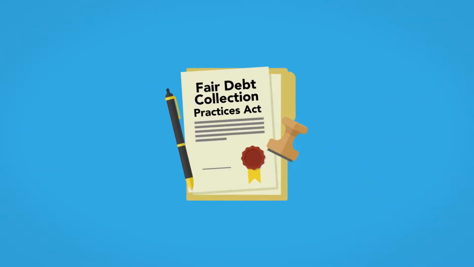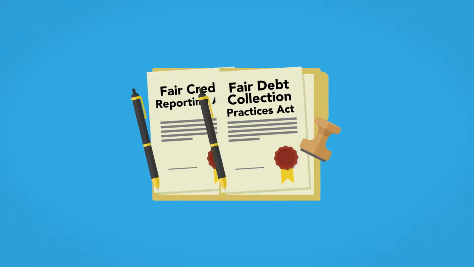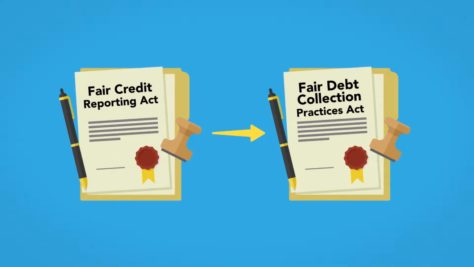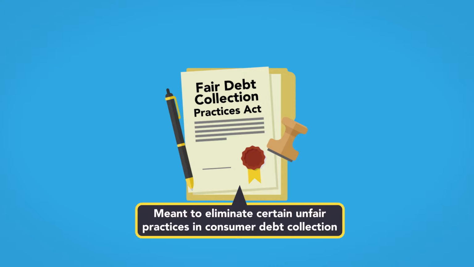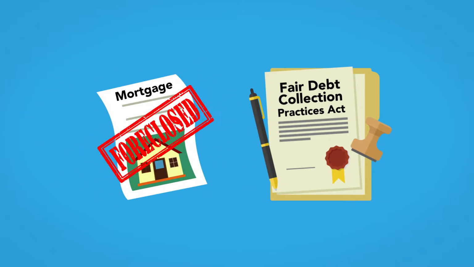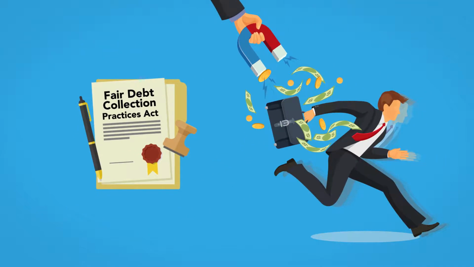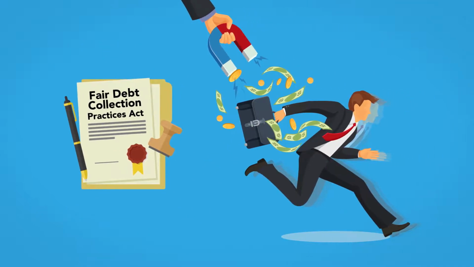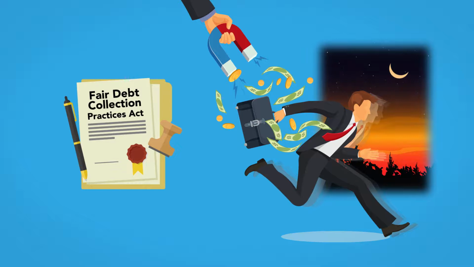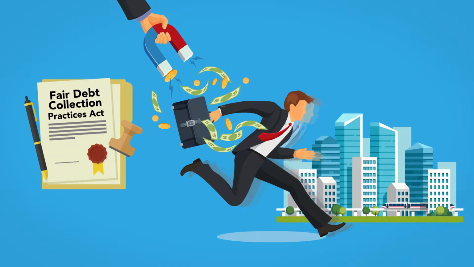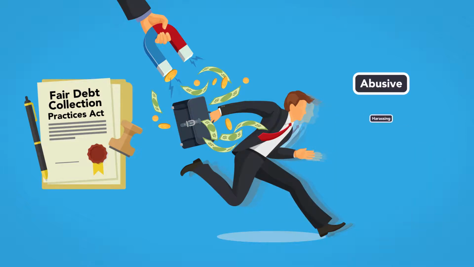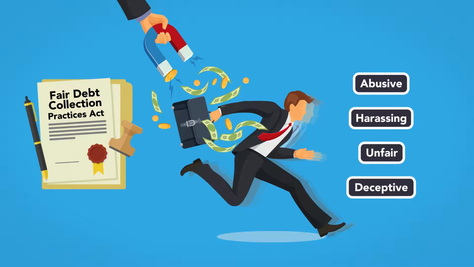The FDCPA, or Fair Debt Collection Practices Act, was passed a few years after the Fair Credit Reporting Act, and it was meant to eliminate certain unfair practices in consumer debt collection, including mortgage foreclosures. For example, the law prohibits debt collectors from disclosing certain information about debt to third parties. The law also prohibits debt collectors from attempting to reach debtors during unusual times or at improper places, such as the borrower's place of employment. The Fair Debt Collection Practices Act bars debt collectors from using abusive, harassing, unfair, or deceptive practices while attempting to collect a debt.